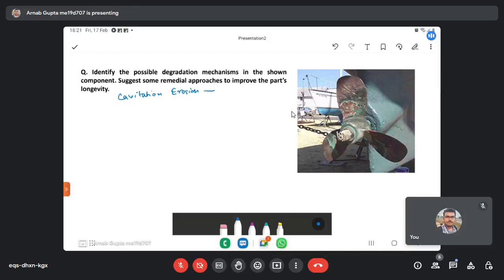So why does this happen? Cavitation erosion. So what are the possible causes of that? I mean, what actually happens during cavitation erosion? This impeller generally rotates at a very high RPM, right? It rotates at a very high RPM.